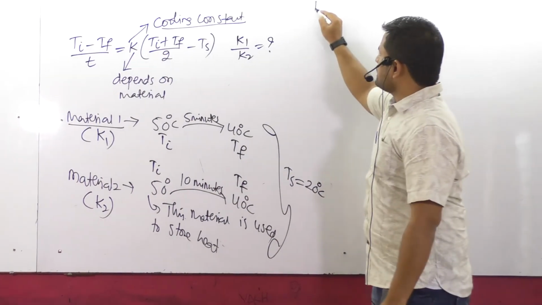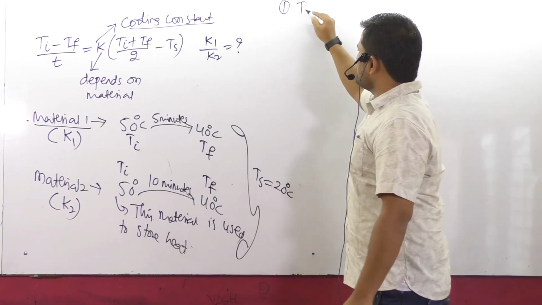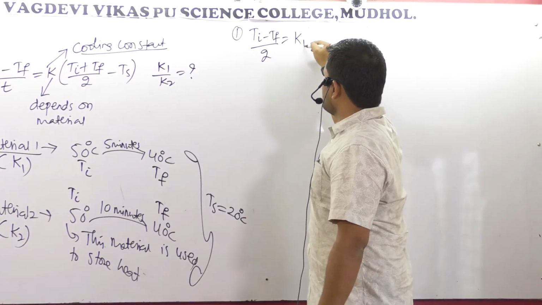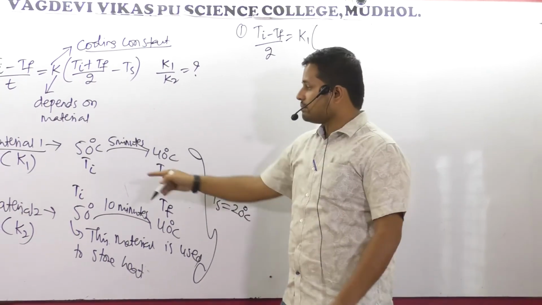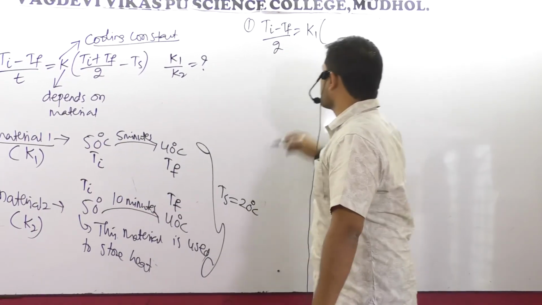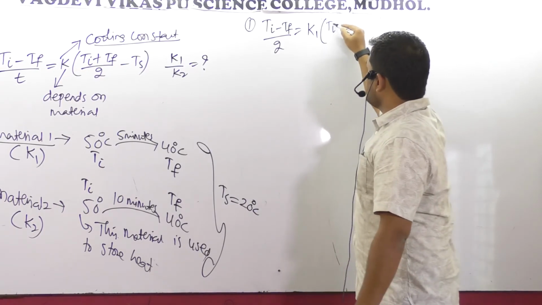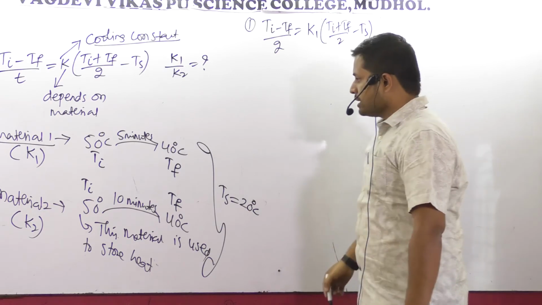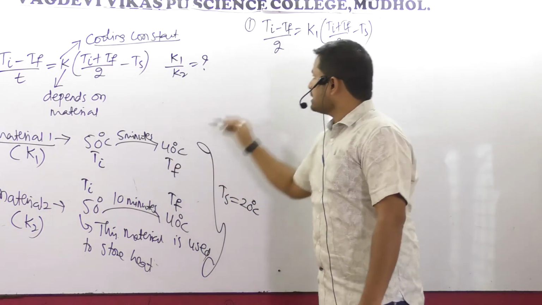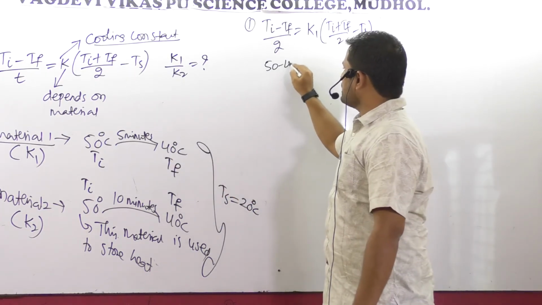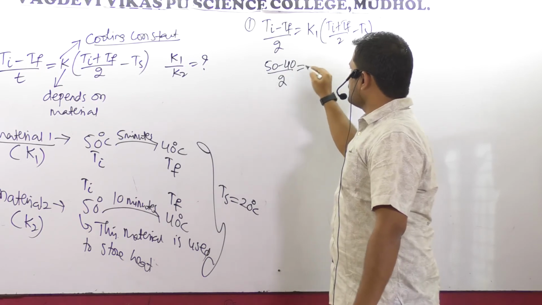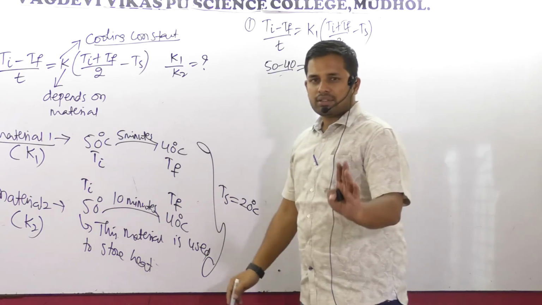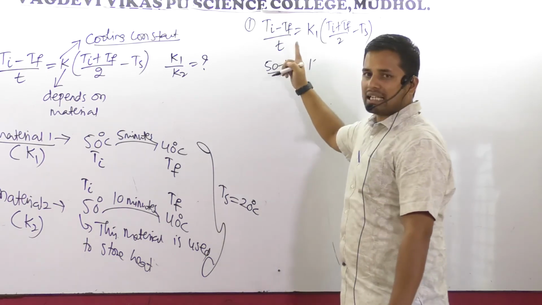Okay, first case, let us take the first case. What will be the first case? Ti minus Tf divided by T is equal to K1. Now K1, why? Because the material is different. Here also the material is different. So K1 bracket Ti plus Tf divided by 2 minus Ts. Okay, Ti minus Tf, so 50 minus 40, divided by 2, sorry, divided by T, no? I'm really sorry, I'm making that mistake again and again. This is time T, not 2.